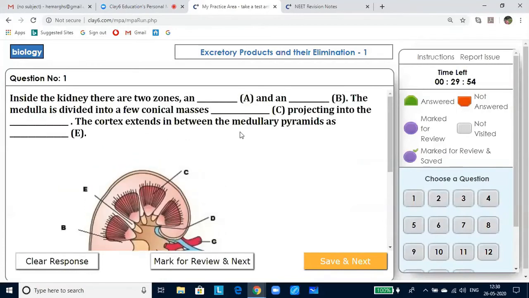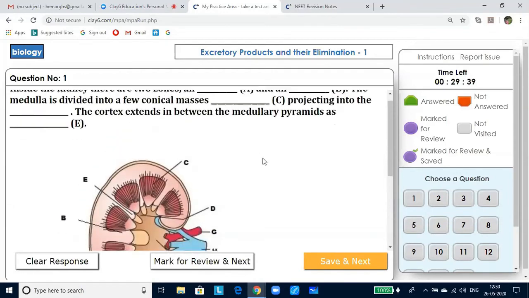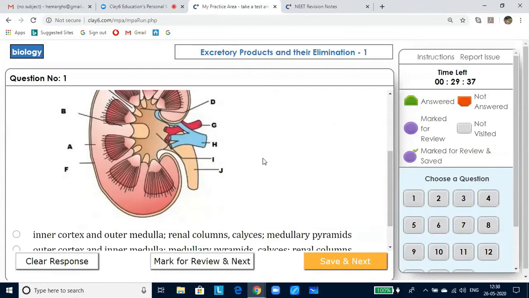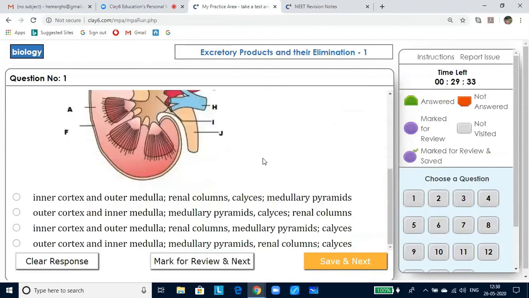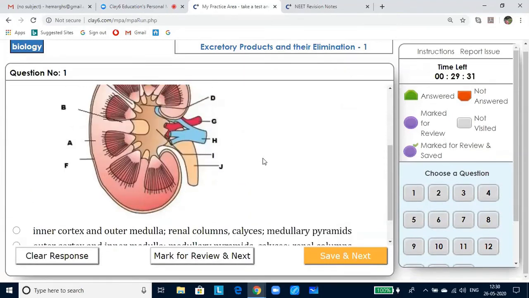So this is inside the kidney. There are two zones, dash and dash. The medulla is divided into few conical masses projecting into the dash. The cortex extends in between the medullary pyramids, and this is given. If you are able to identify A, B, C, D, and E, you will be able to get the answer. Now let us look at the answer.